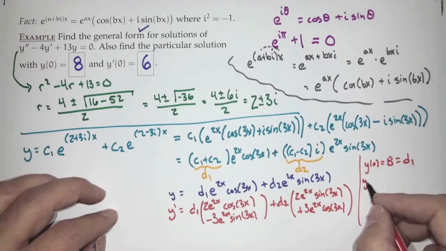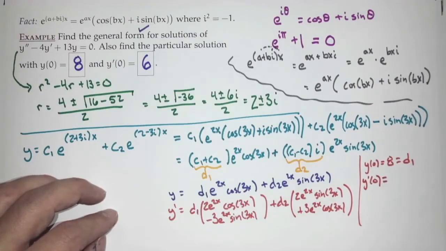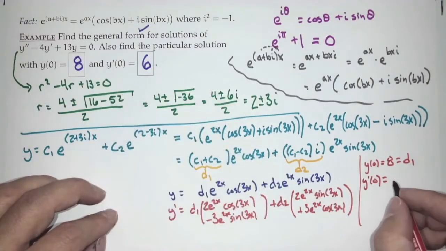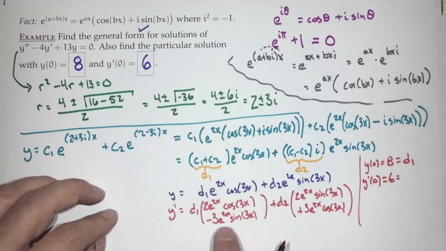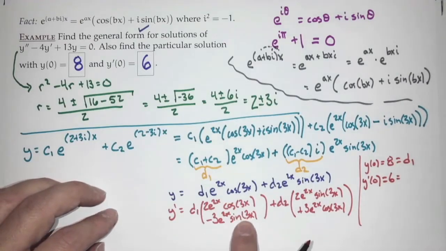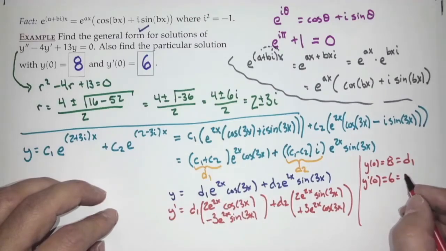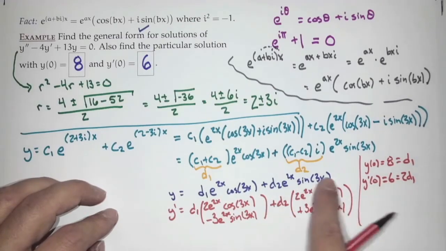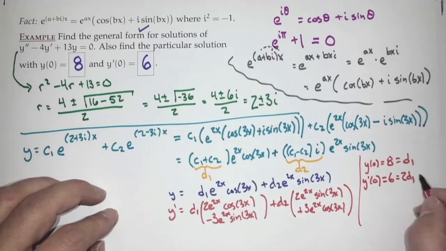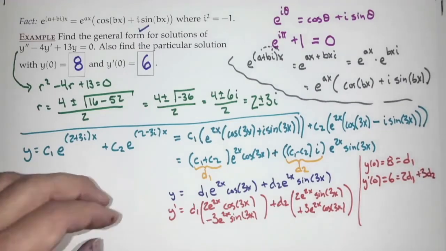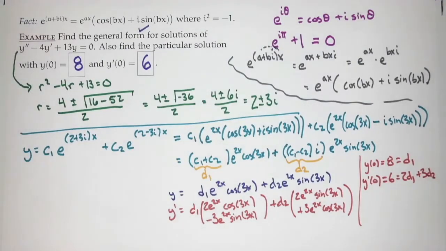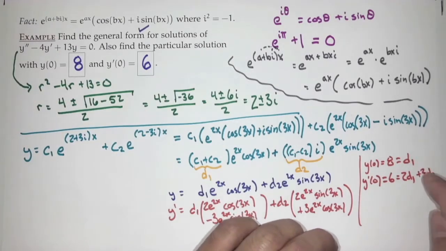Okay, y prime of 0 equals 6, yes. What else? Well, anything with the sine goes away. The part with the cosine doesn't. So what do we have with d1? 2d1. What do we have with the d2? 3d2. Okay, so it's easy to solve for d1 because we say, there it is. That's the best kind of equation. That's the answer.